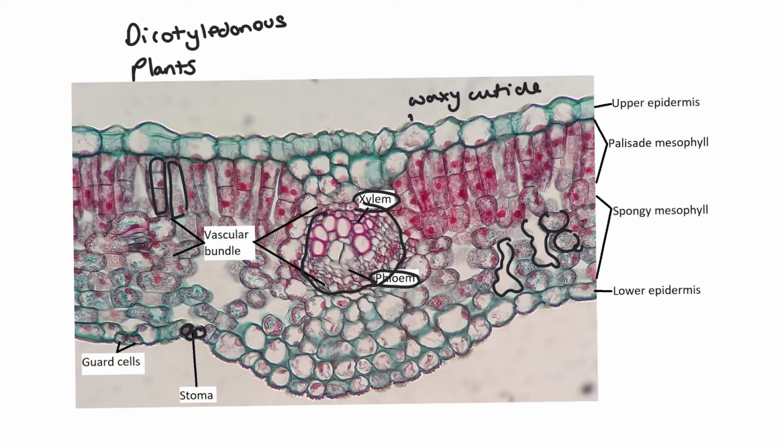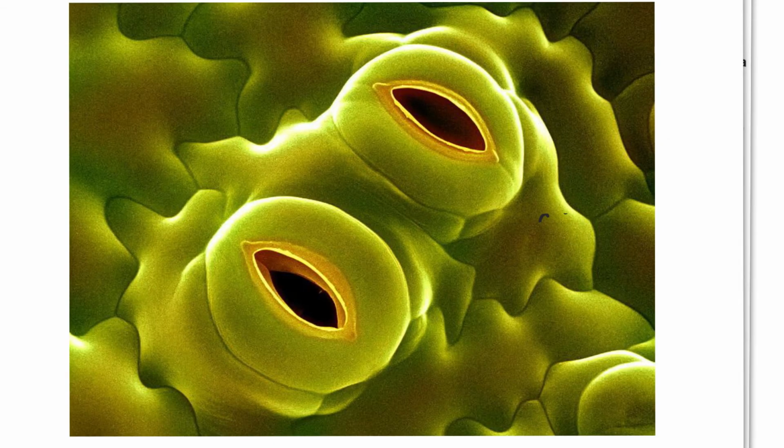So I'm just going to show you a quick picture of a stomata on the underside of the leaf. This is an absolutely beautiful electron micrograph image. In here we can see the stoma, the pore through which gases are exchanged and through which water is lost.